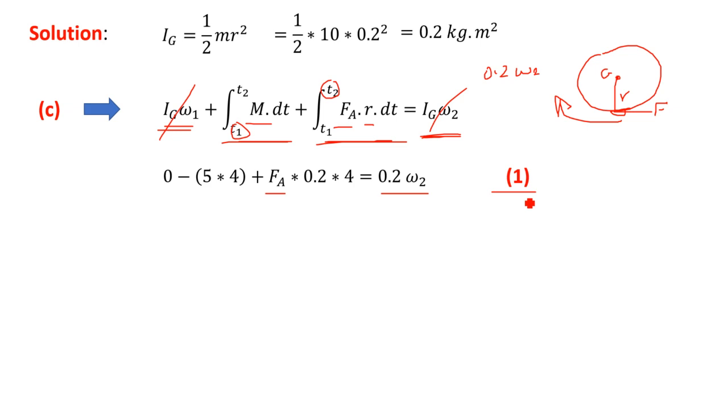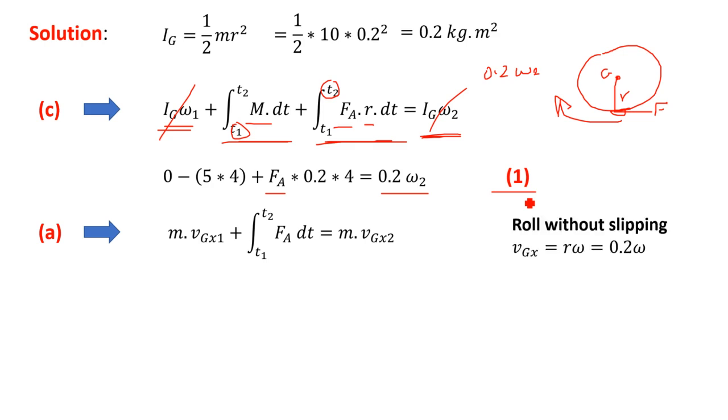Now we're going to go to the linear side. In that case, we're going to have the mass multiplied by the velocity in the x direction, and the force change, or the friction force, or the horizontal force change as a function of time, is equal to the mass multiplied by the velocity in the x direction after 4 seconds. We don't know what the velocity is, but we can write it as a function of omega because it's rolling without slipping. So the velocity is equal to r multiplied by omega, or 0.2 omega. Now I can substitute all these parameters in the equation.